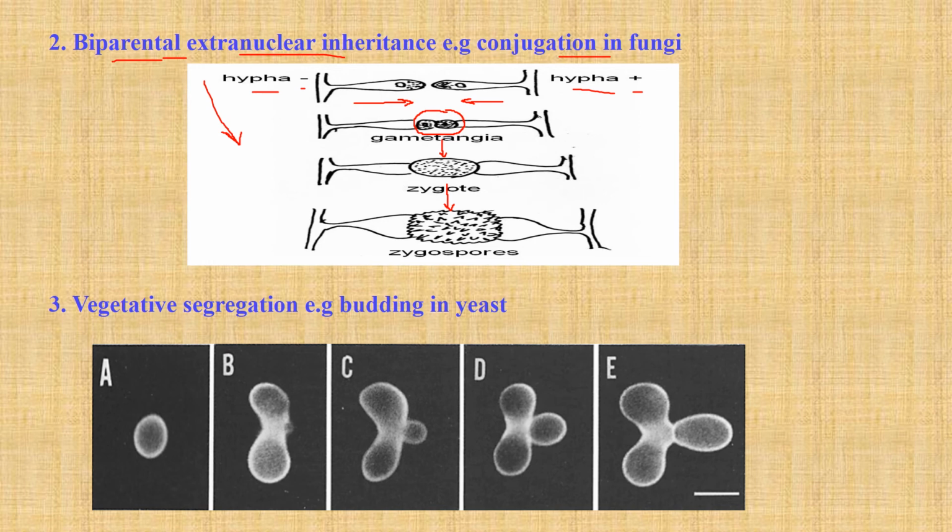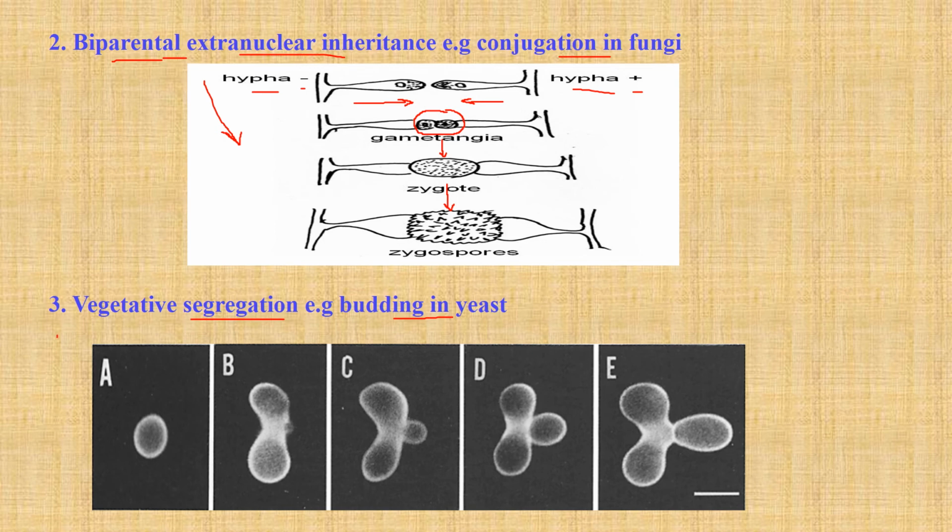extranuclear inheritance. The third form of extranuclear inheritance is vegetative segregation. Here, an unequal number of non-chromosomal DNA is distributed to each offspring in a random manner. An example we have is asexual reproduction by budding in yeast.